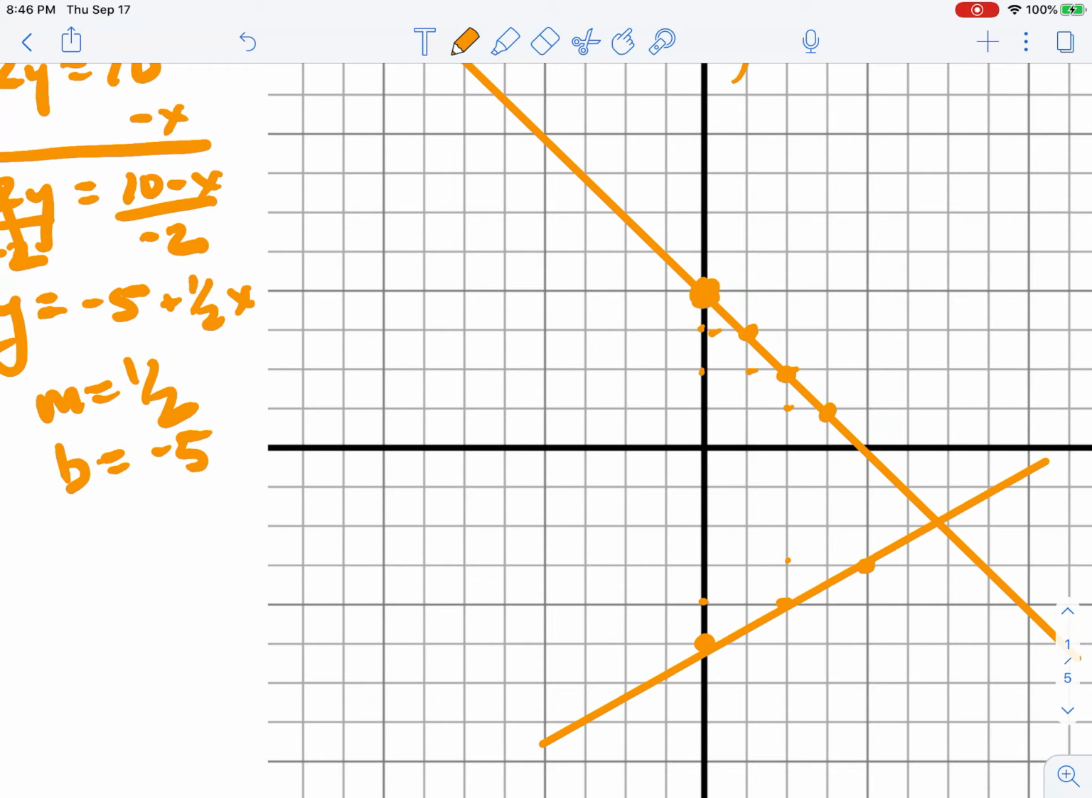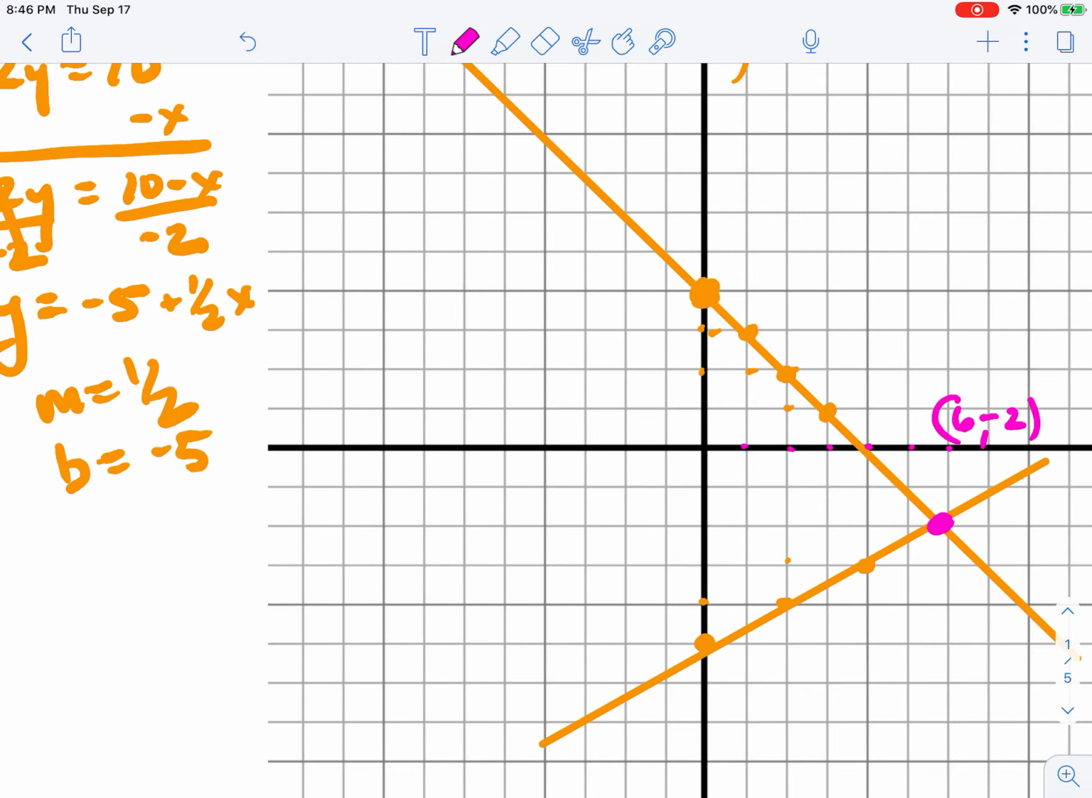I'm a little off of this point down here, but what we're doing is just trying to estimate. And so what I think is the case is that right here, let's just say it's a nice big point. I go 1, 2, 3, 4, 5, 6 over and down 2. So I think that is the solution to the system of equations. And it's approximately 6, negative 2.